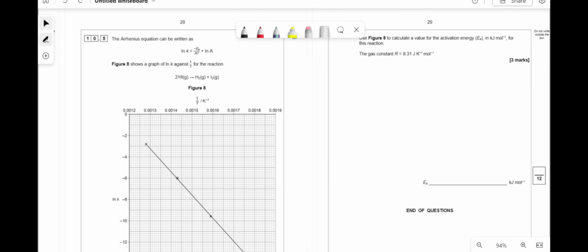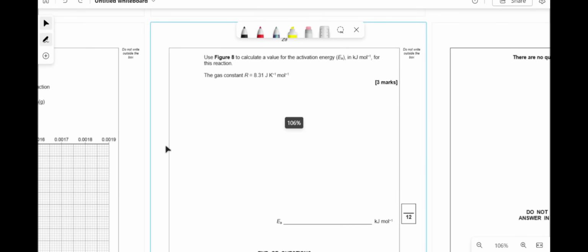Okay, so the Arrhenius equation can be written as ln k equals minus EA over RT plus ln A, and it shows a graph for this. Use the figure to calculate a value for the activation energy, and they've given you this. Right, so the Arrhenius equation, everyone panics about.